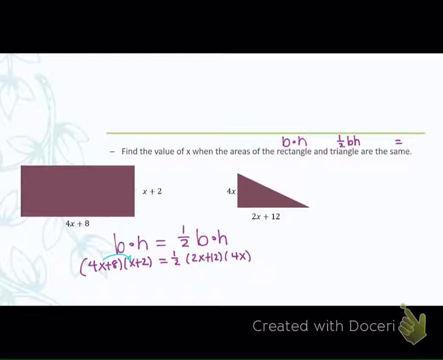4x times x is? 4x times 2 is? 8 times x is? 8 times 2 is? This half does not go to both parentheses. I'm only going to distribute to the first one first. Half of 2 is? Half of 12 is? And then we still have to multiply that by 4x. But I'm going to combine my like terms over here. So my like terms are 8x and 8x, which is?